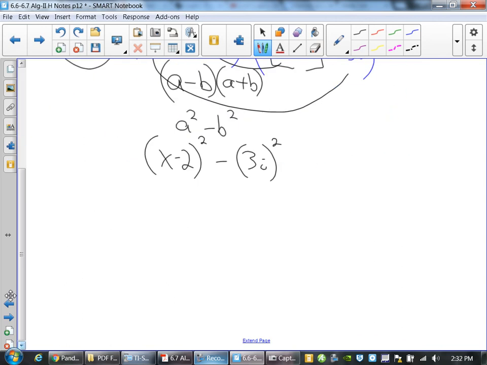X minus 2 quantity squared is not x squared plus 4. The 4 puppies. It's x minus 2 times... What is 3i squared? Negative 9. Minus a negative 9. Because 3i squared is 3 squared and i squared. So it's 9 times negative 1, so it's negative 9. So you wind up with x squared minus 4x plus 13.